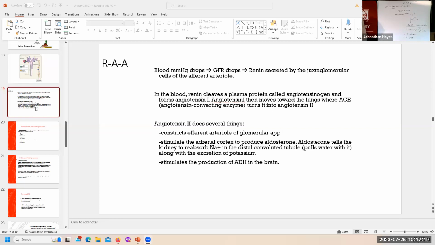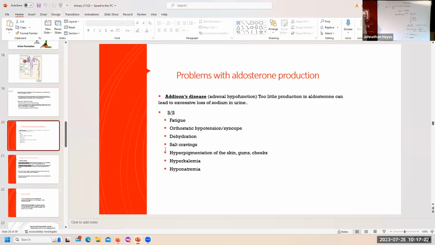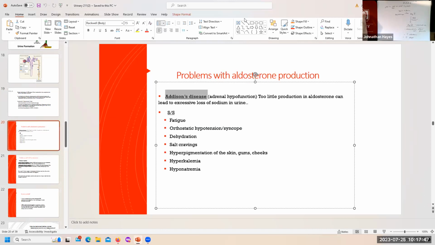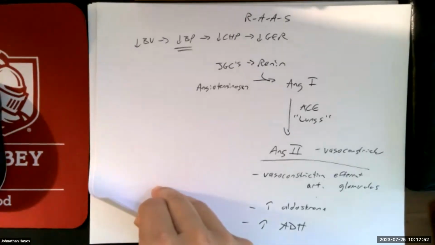So on the very next page, slide 20, you start to see problems with aldosterone production. So let's talk about, where does aldosterone come from? What's the normal stimulus for aldosterone production, which we just covered, which is the renin-angiotensin-aldosterone pathway. We'll talk about other reasons we can produce aldosterone, and then what would happen if we don't produce enough aldosterone. Okay, so that's called Addison's disease, and it's easier for me just to do it on paper.